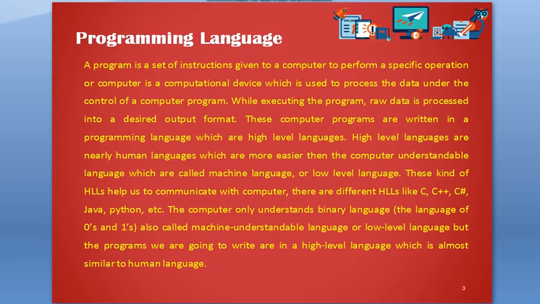The computer only understands binary language, that is the language of 0 and 1, also called machine understandable language, or low level language, as I told you before. But the programs we are going to write are in a high level language, which is almost similar to human language. High level languages are similar to human language, so they are very easy to understand. We write the code in a high level language, and the computer will be able to understand it after converting it into its own language, that is low level language.